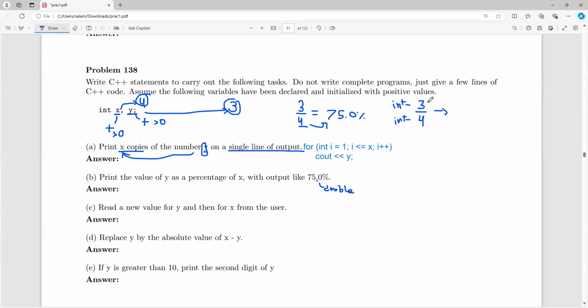So in order to go from integer division to a double, we have to turn one of these two into a double. Well, we could just do it like this. Let's do 3 divided by 4.0, right? How does this help us? Now this is an int, and this is a double.